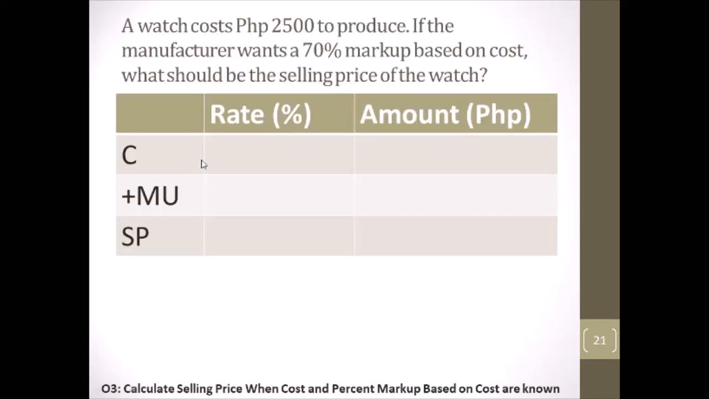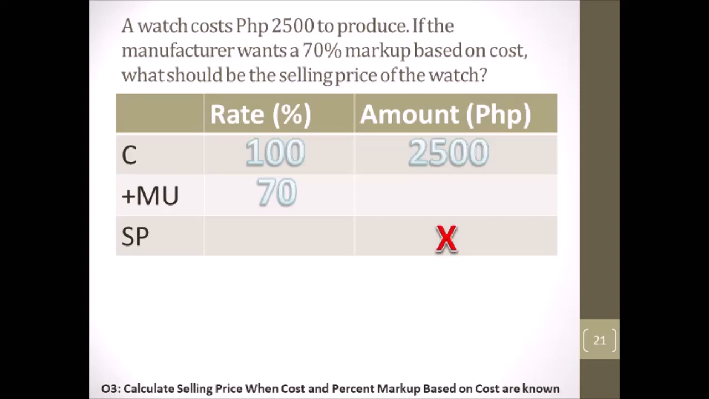So the table: a watch costs 2,500, so the cost is 2,500. If the manufacturer wants a 70% markup based on cost, so 70% is the rate for markup. What should be the selling price of the watch? So it is markup based on cost. So for the cost, we will have 100%. What should be the selling price of the watch? So that is our X.